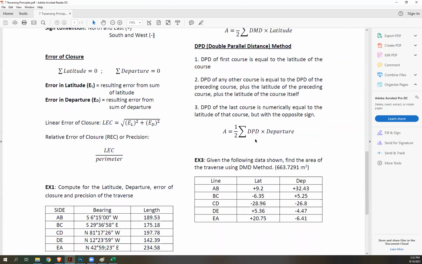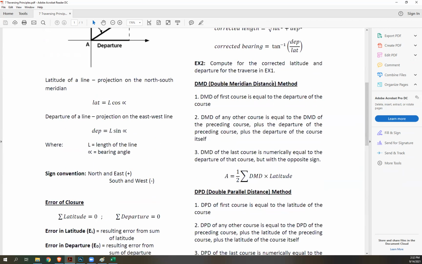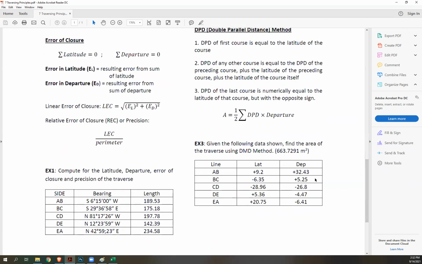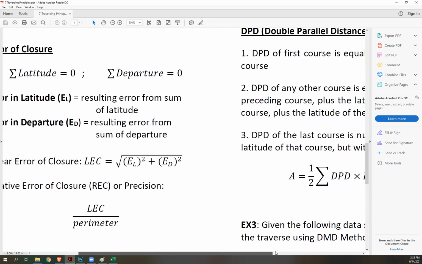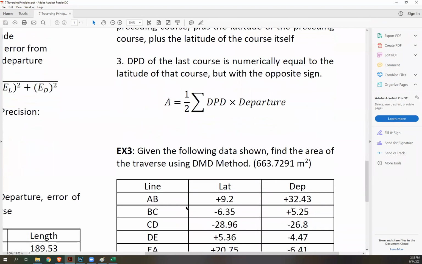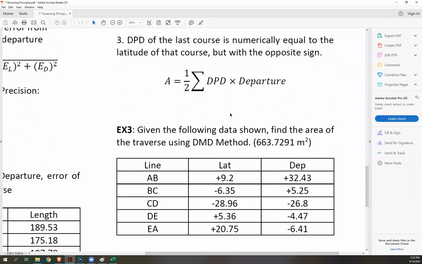In order for us to have a better understanding, let's have once again an example. So given the following data shown, find the area of the traverse using DMD method. So this first one. So we're going to look at departures here, right? And then given the following data. Okay. So I'm going to copy that again, so I don't have to write that.